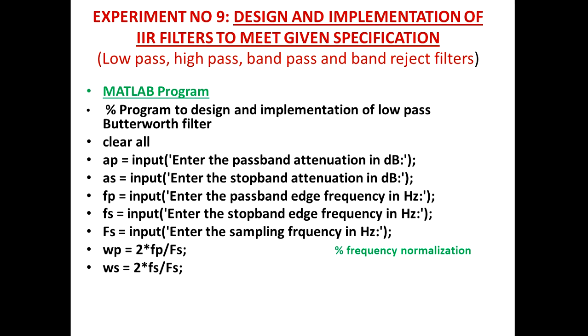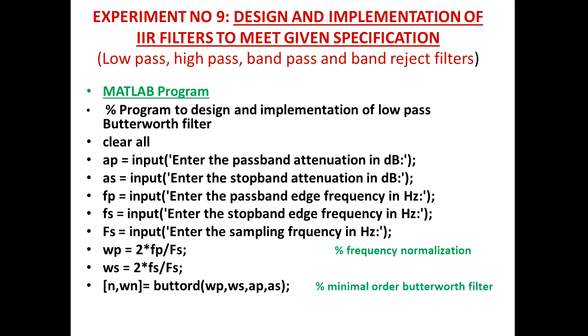Once this normalization is done, by using the keyword buttord, which will take an input of omega p, omega s, ap and as, and it will return n and omega n, where n is the order of the filter and omega n is the cutoff frequency. Once the n and the cutoff frequency are obtained, by using the keyword butter, which will take n and omega n and return the filter coefficients, where b is the numerator coefficient and a is the denominator coefficients.